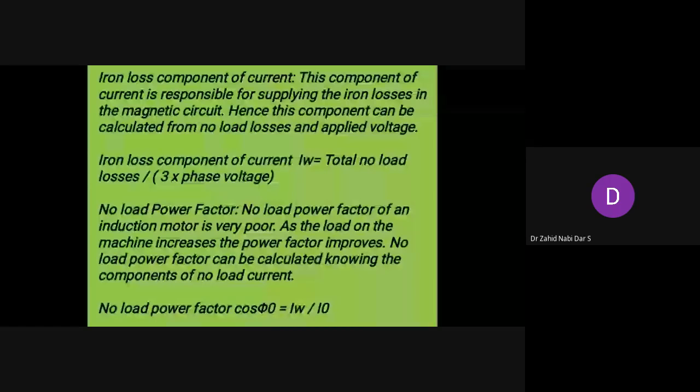As the load on the machine increases, the power factor improves. The no load power factor can be calculated knowing the components of the no load current. So the no load power factor cos phi naught is equal to IW by I naught.